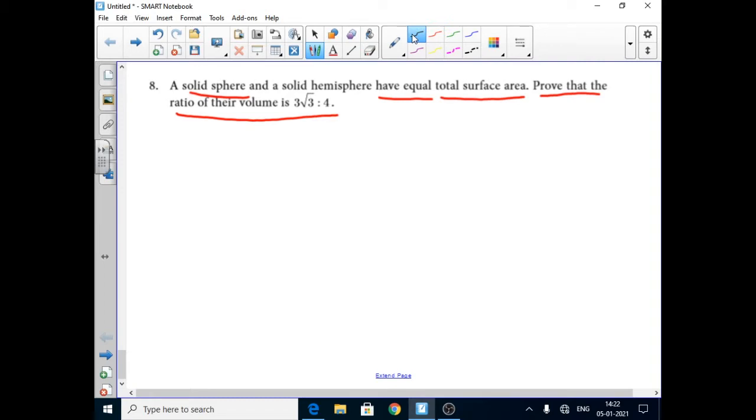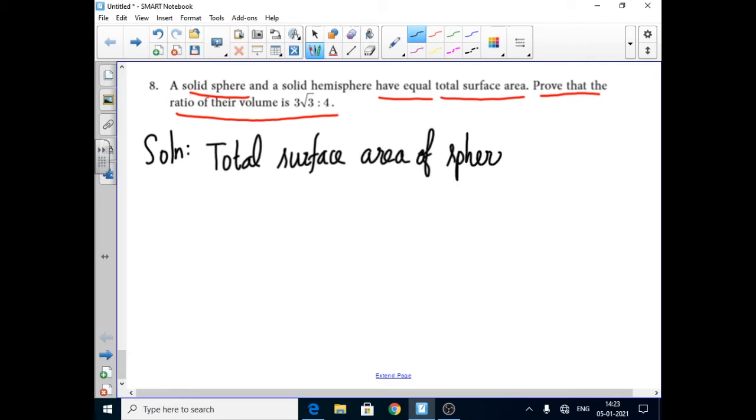Solid sphere and solid hemisphere have equal total surface area, and we have to prove that the ratio of their volumes is 3√3 is to 4. Okay, so for this question we should write first the total surface area of the sphere is equal to 4 pi r1 square units.